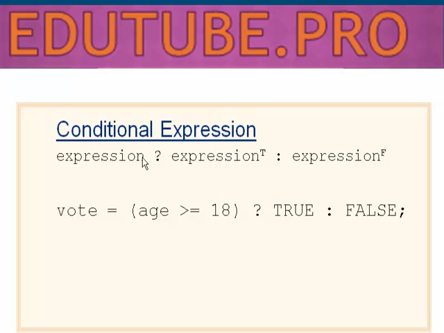Now here's the format of a conditional expression. You have a test over here. This is the first expression, and this can be an assignment, a test, any number of things that make up a C expression that we've already talked about. Then you have a question mark. This is one of the characters of the conditional expression.